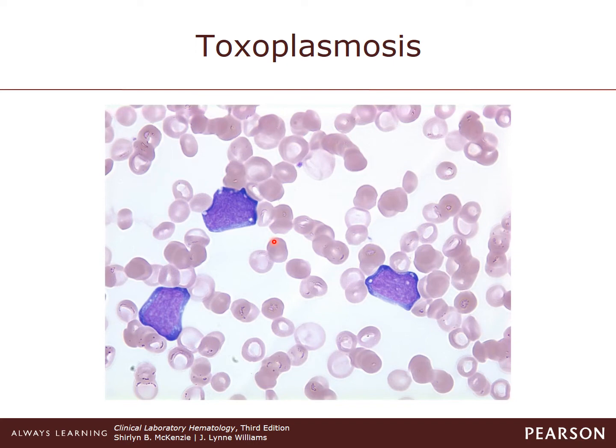Next, we have a condition, toxoplasmosis, which is a result of an infection of an intracellular protozoa, Toxoplasma gondii. This intracellular parasite can multiply in all body cells except erythrocytes. Infections are usually asymptomatic but pose a significant threat to the fetus of a pregnant woman. Toxoplasma gondii is acquired by ingestion of oocysts from cat feces or from inadequately cooked meat.